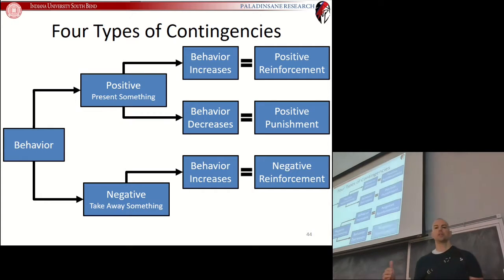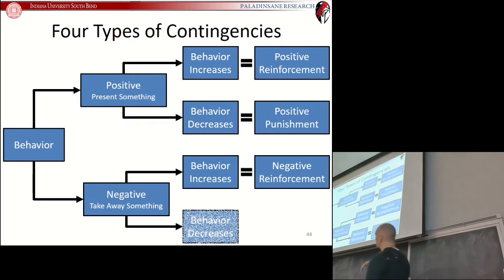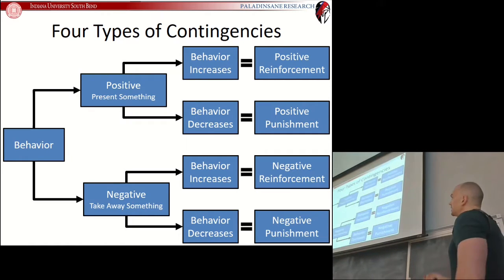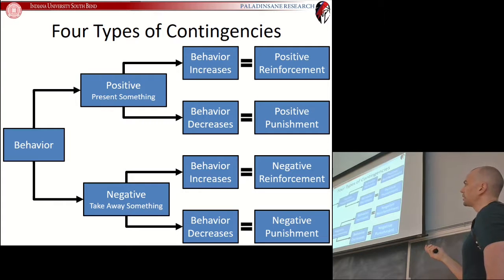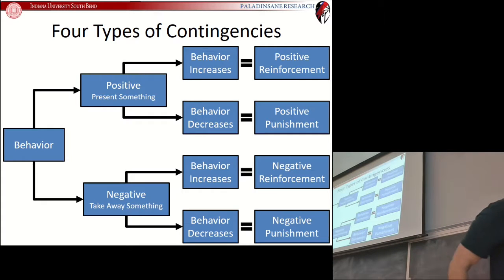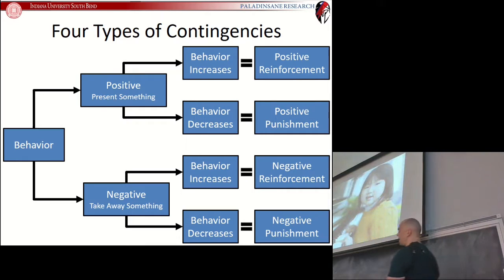And then the last one: you take something away, and it leads to a behavior decrease in the future. That decrease is a punishment, or a punisher. So taking something away that leads to a decrease is negative punishment. Those are the 4 contingencies. You can see that it's a combination of whether something is presented, positive contingencies, or taken away, negative contingencies, as a result of the behavior, and then whether that leads to an increase or a decrease. That gives us positive reinforcement, positive punishment, negative reinforcement, and negative punishment.